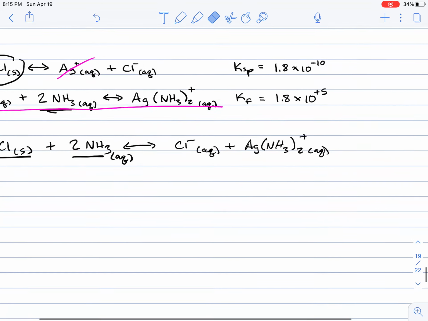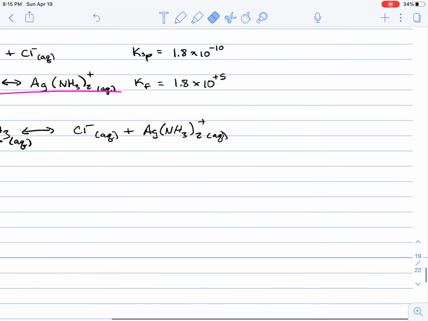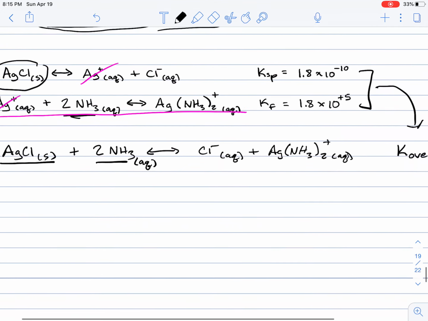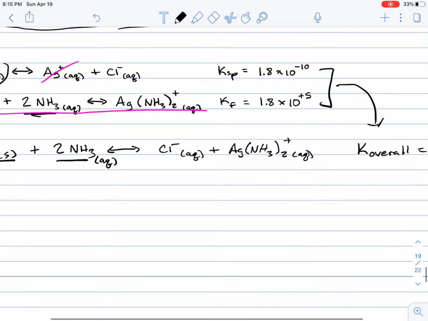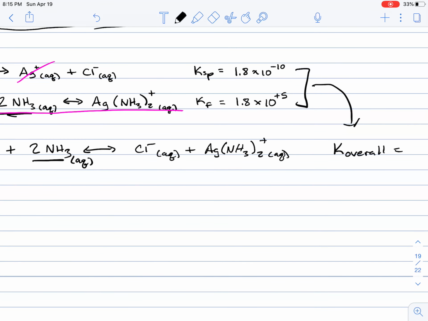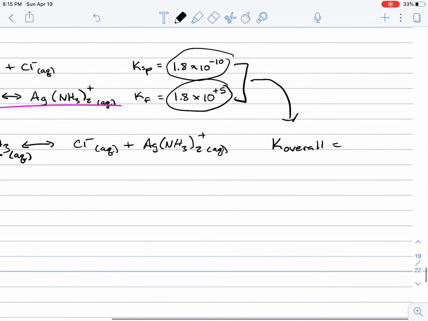Now, since you have combined the chemical equation, you have to combine your equilibrium constants as well. And so here in this case, the equilibrium constant is represented by the overall K value. And since you didn't really manipulate your chemical equations, you just added them, what you're going to do is simply multiply both of these values to get the K overall.